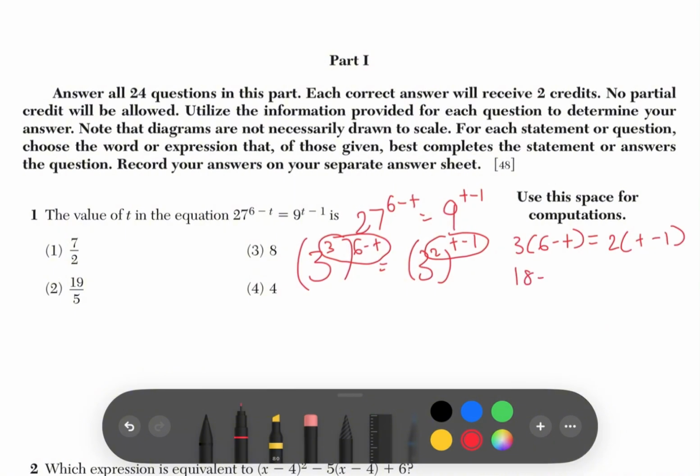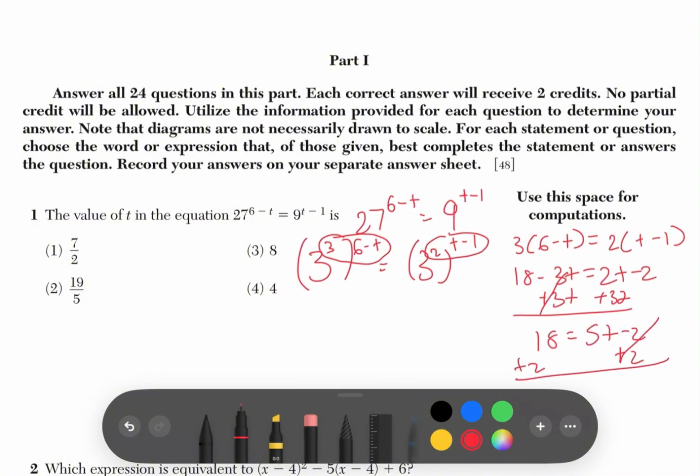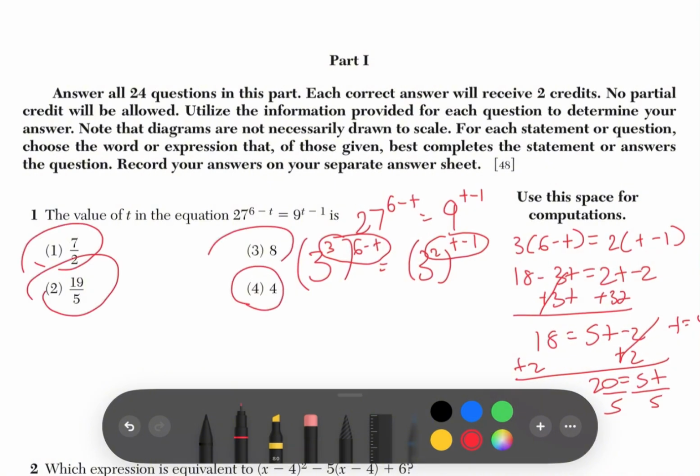If we simplify this, we get 18 minus 3t is equal to 2t minus 2. Then we just solve algebraically. So plus 3t on both sides, 18 equals 5t minus 2. Add 2 on both sides. We get 20 is equal to 5t. Divide by 5 and we get t is equal to 4. Another way you could have done this is to simply substitute these values into the equation and see which one works.